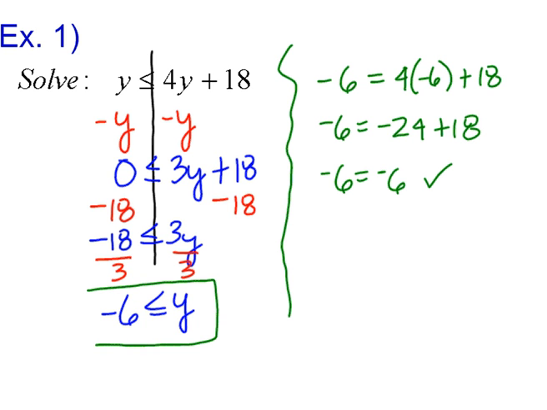Now again, if you don't like having the y on the right side, you want the y on the other side. Remember, if you put the y on the left and you want to switch it with the negative 6, you've got to flip the sign over too. All right, so either of these would work. Let's try a second example.